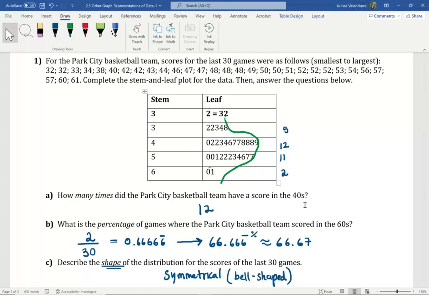So notice, in this example, our goal was to construct a stem and leaf plot and to interpret a stem and leaf plot.